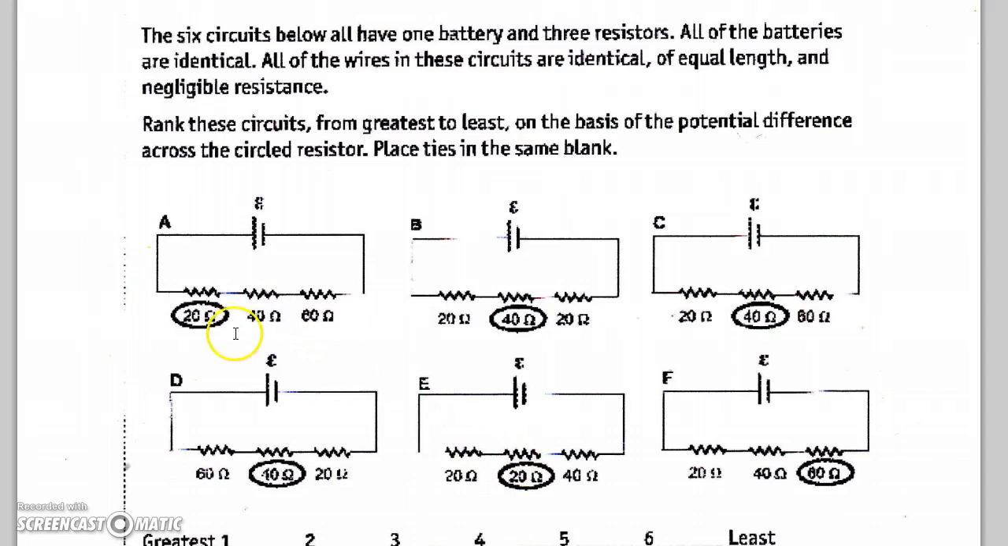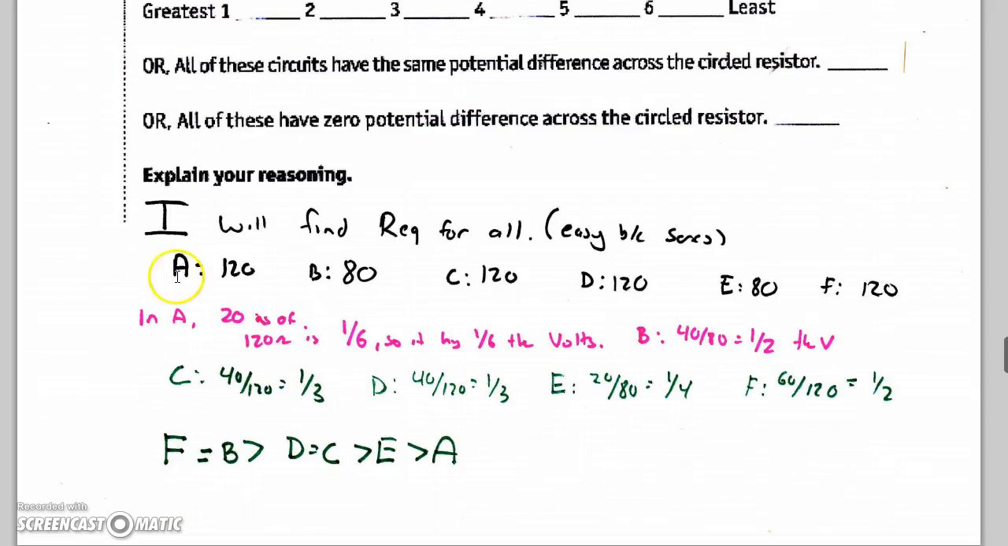So what we're going to do is figure out the percentage that each circled resistor is of the total resistance. I found the total resistances for A, B, C, D, E, and since they're all in series, you just add them up. And then I found the fraction of what the circled one is of the total. A is 1/6, B is 1/2, 1/3, 1/3, 1/4, 1/2. So obviously in A, if the circled one has 1/6 of the resistance, it gets 1/6 of the volts. B has 1/2 of the volts, and since they all have the same overall voltage, that means B is more volts than A, and I ranked them that way.